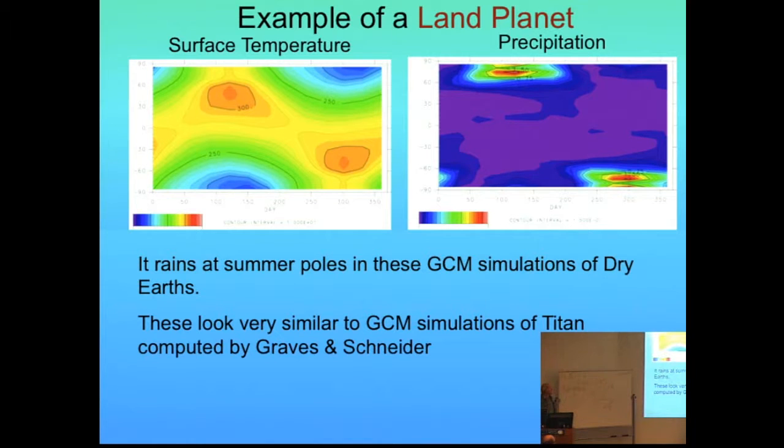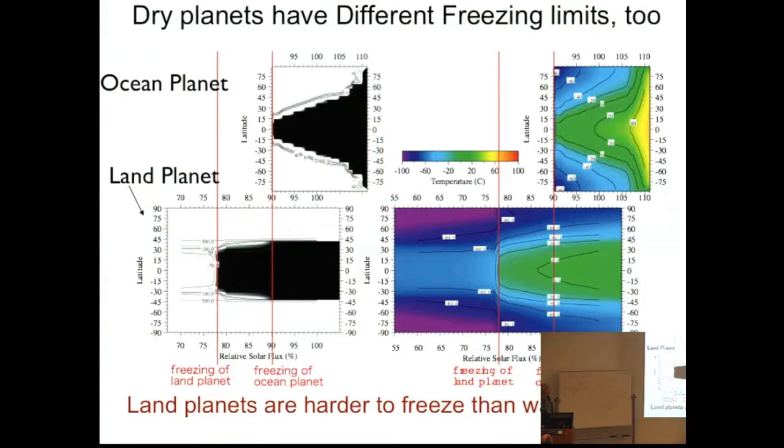This is a rainfall map of a dry planet, just to show you that rainfall occurs at the poles in the summer, and that's it. It's very similar to what happens with Titan, actually. So there is a better analogy to Titan.